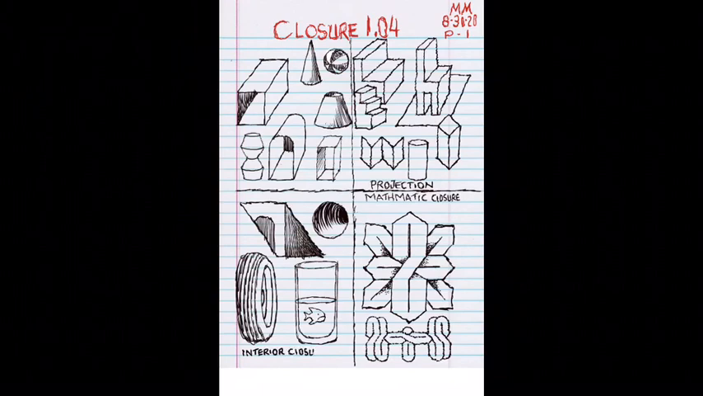Embellishment's always important. I think that what I did on these is I added things like shading, not really to make it more interesting, but to make it more believable and to add depth. So that's really how that embellishment worked. It wasn't for decorative purposes. All right, that's Closure 1.04.